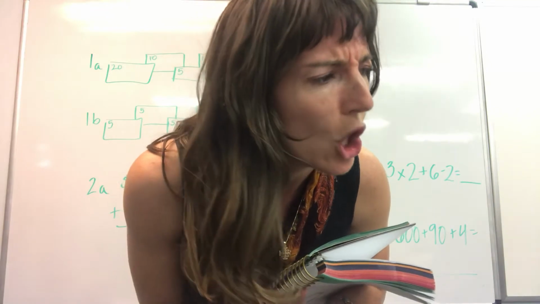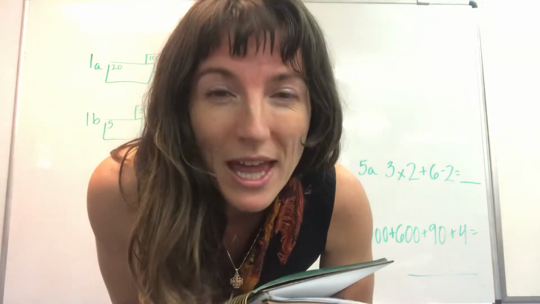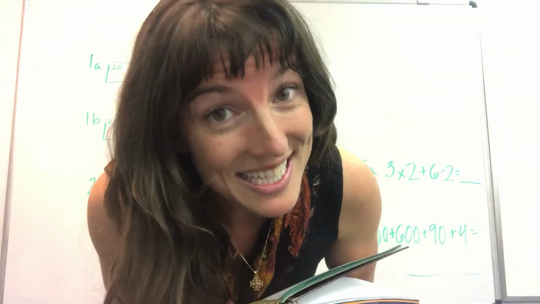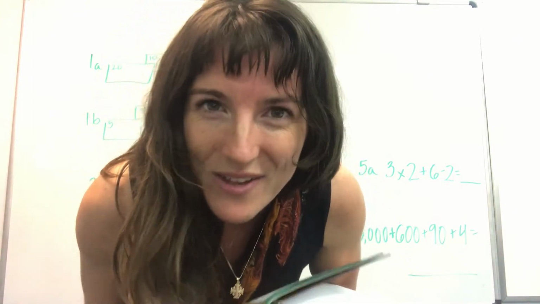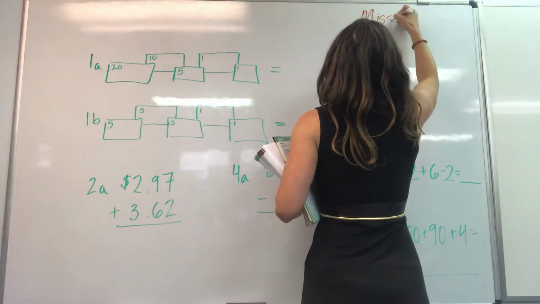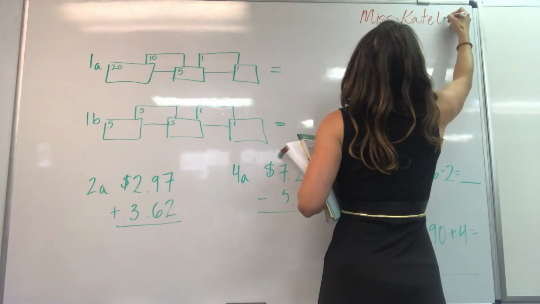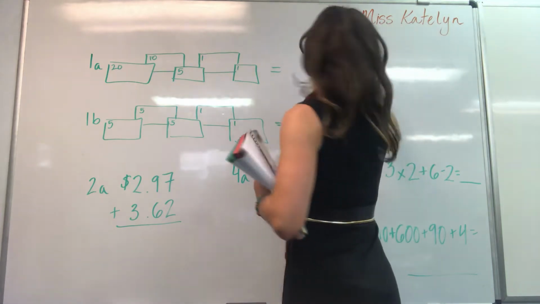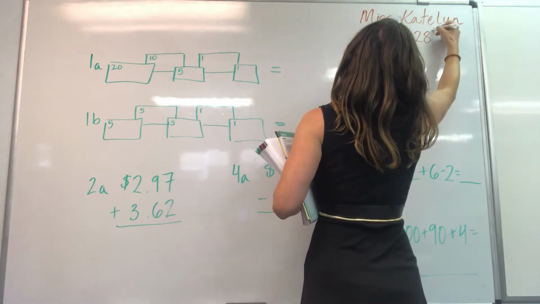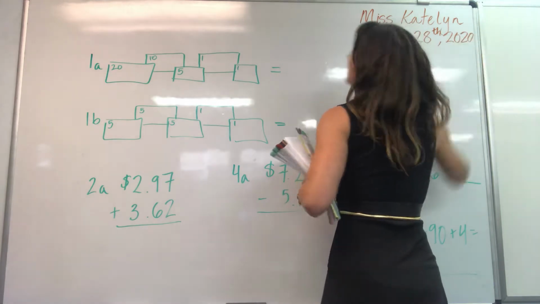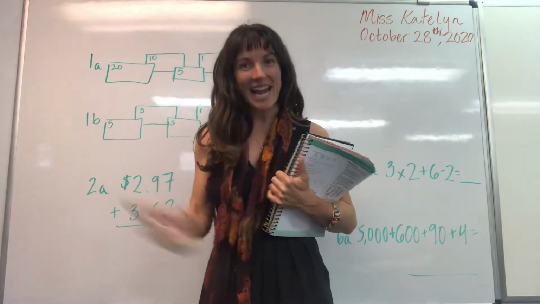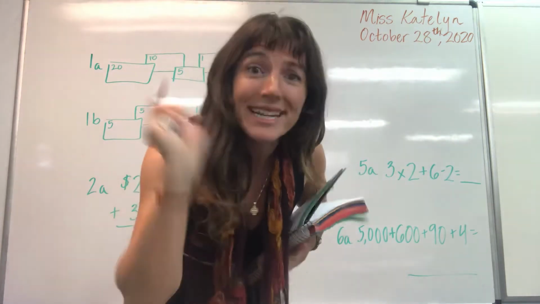It is October 28th. Why don't we put that on the top of our math books right now? Your name and today's date, October 28th, 2020. You must put your name and today's date at the top of the page like we do every single day. Have you done it yet? Go right now.